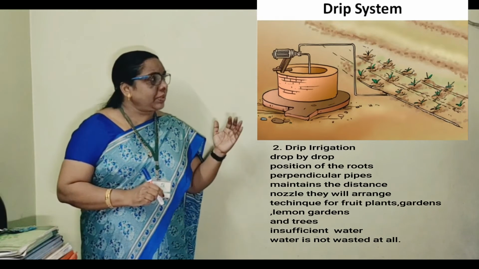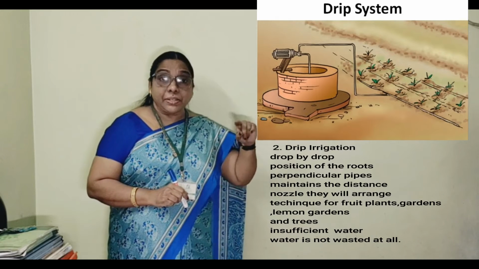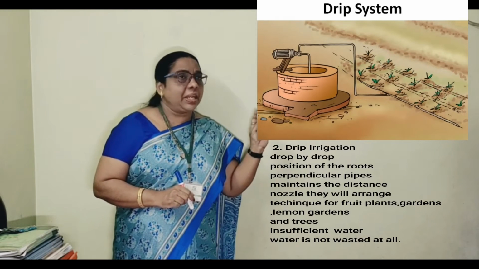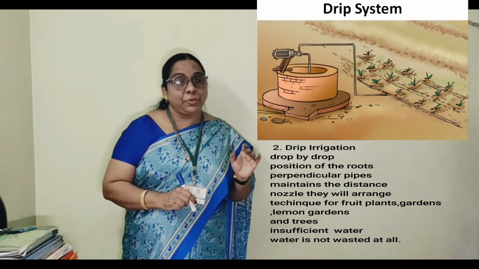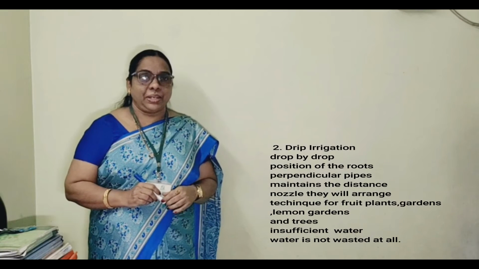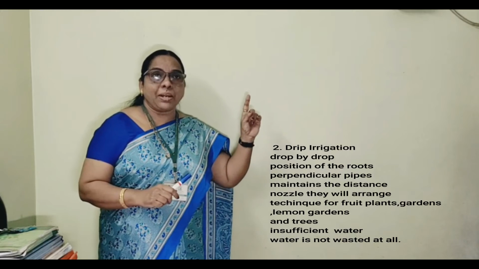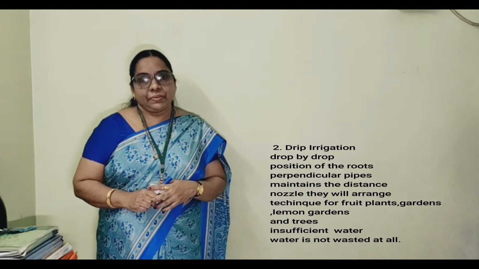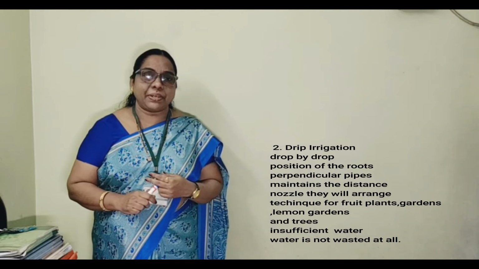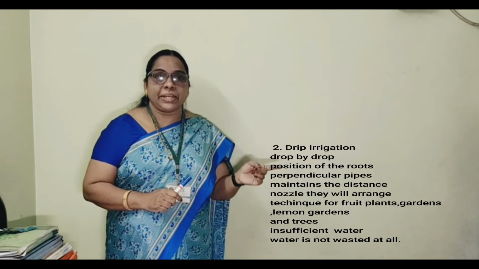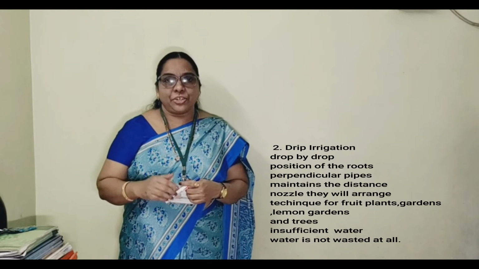Especially the sprinkler method of the system will be used in sandy soil conditions. Okay, children, that's all for the modern methods of irrigation. We studied the two modern methods of irrigation. The first one is sprinkler irrigation, and the second one is drip irrigation.